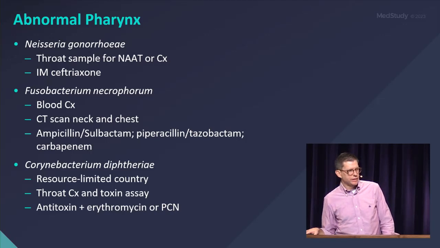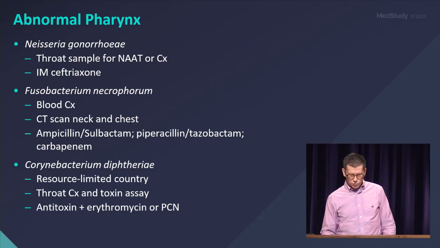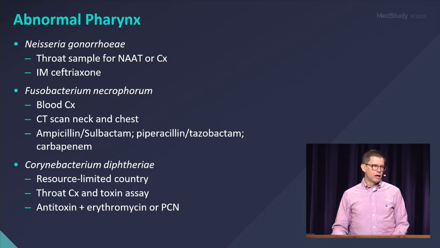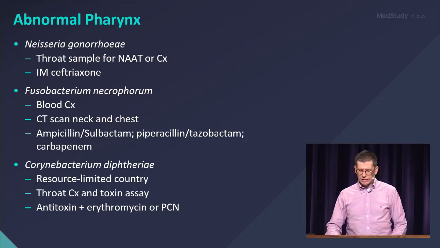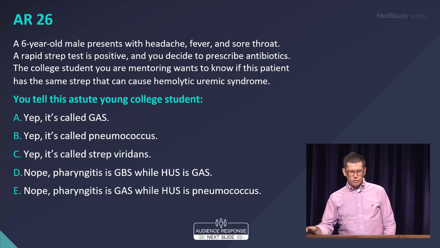We often do a CT scan of the neck and chest looking for thrombi, and oftentimes we get our hematology friends involved. And then again, diphtheria, and we fortunately do not see it in this country as much. We do see it in countries who do have limited resources, and we usually use antitoxin plus either penicillin or erythromycin. So we'll go to question 26.